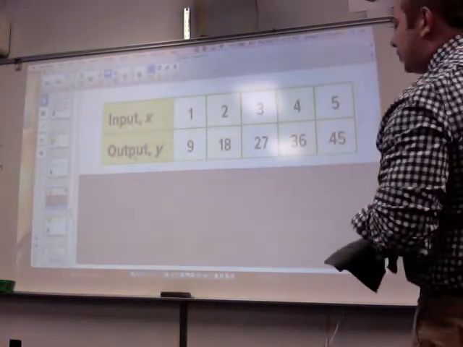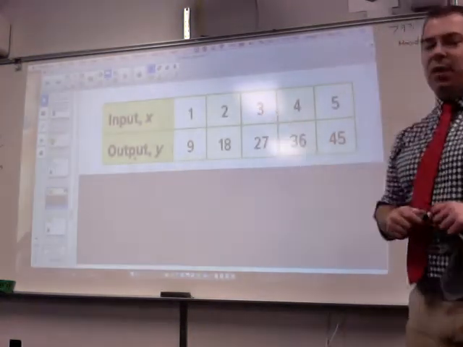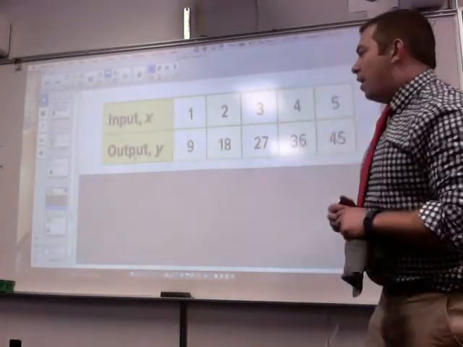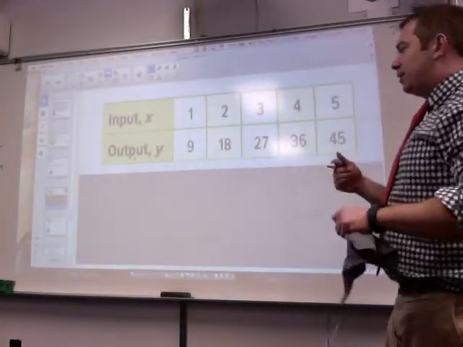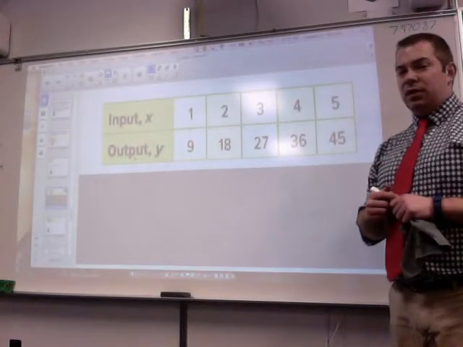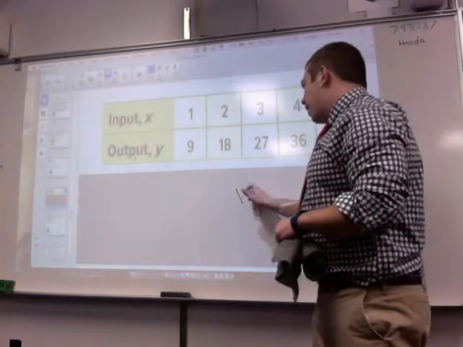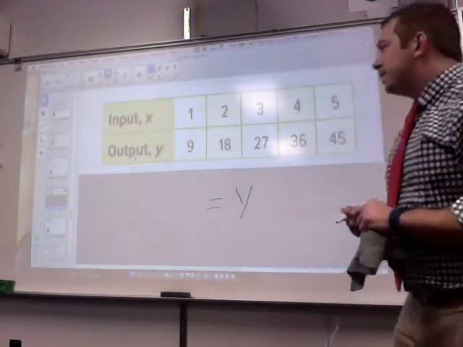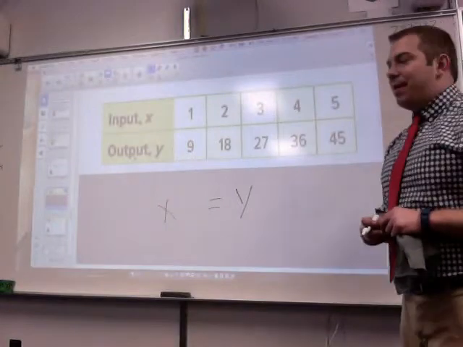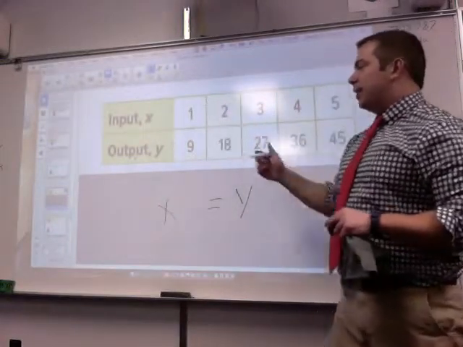All right, so I have an input-output chart. I have my x, and I have my y. But the question is, how do I get to my y? All right, so I don't know how to get to my y. So what do I do to my x? I've got to find a pattern that each one of these does.